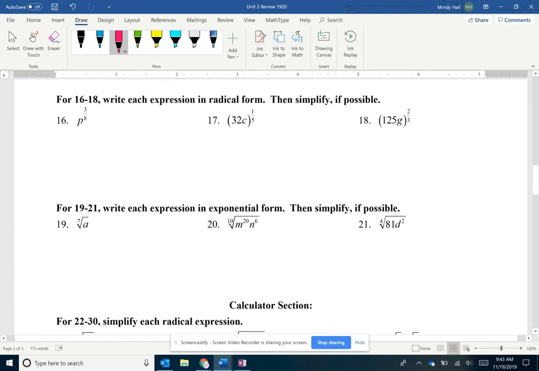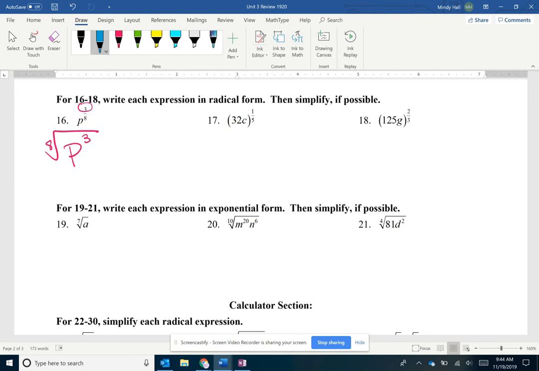So for numbers 16 through 18, we want to write the expression in radical form and then simplify if possible. Remember when we're doing this, you write your base, you draw your radical, the number on the top is inside, and the number on the bottom is your index, or your number on the outside. So this would be the 8th root of p cubed, and we cannot simplify that.